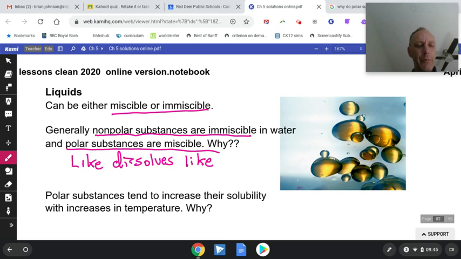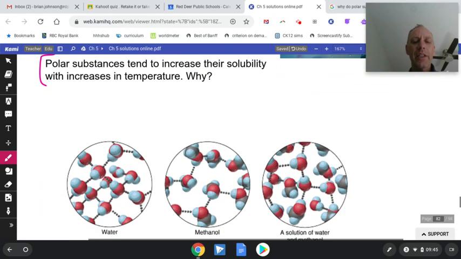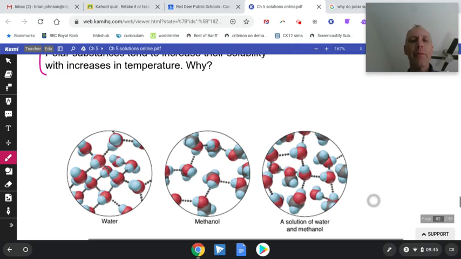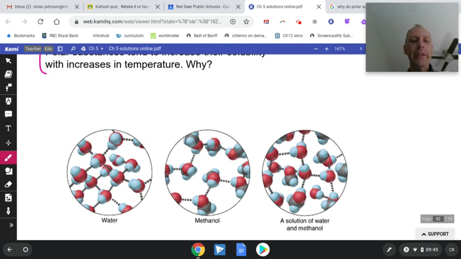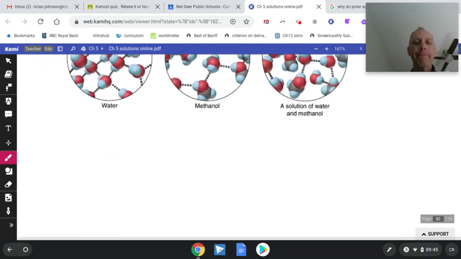And it says here, polar substances tend to increase their solubility with an increase in temperature. Why is that? It just has to do with collisions. If things are hot and banging into each other, it's more likely that the water molecules will collide when they're hot, moving around fast. They'll have more collisions and interact more with the solute and cause it to dissolve. If it's a crystal, they'll break the crystal apart into ions. And if it's a molecule, they're just better at surrounding the molecule and dissolving it at high temp.